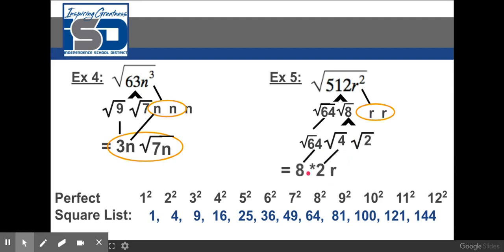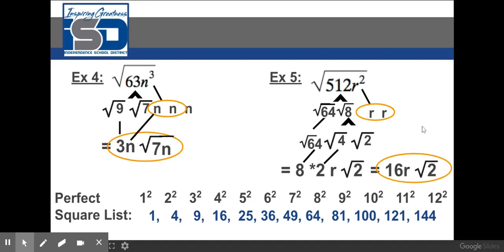So we would have 8 times 2 times r on the outside. And we'd have the leftover square root of 2. So this simplifies to 16r times the square root of 2. So sometimes the integer we are given will have a larger perfect square than 12.